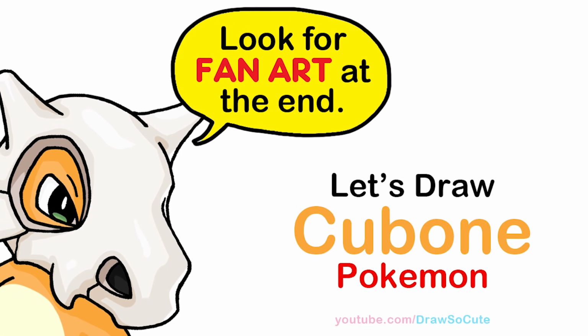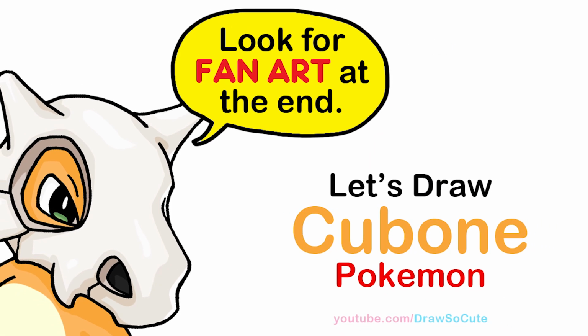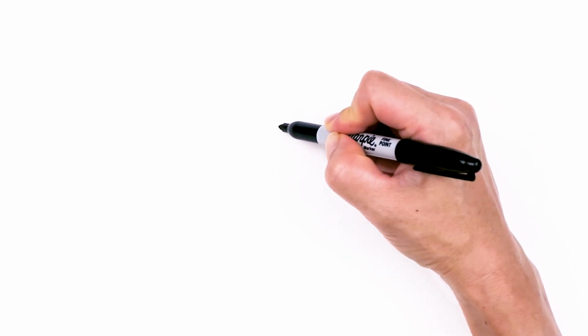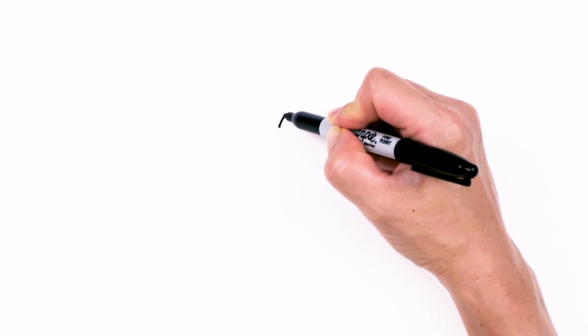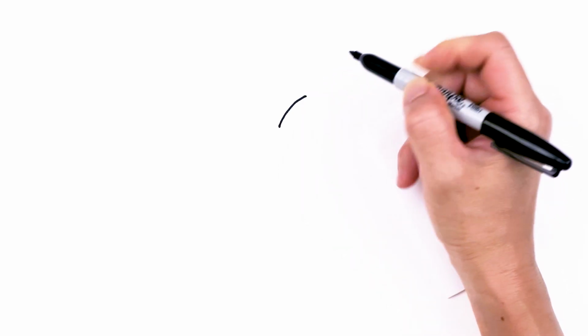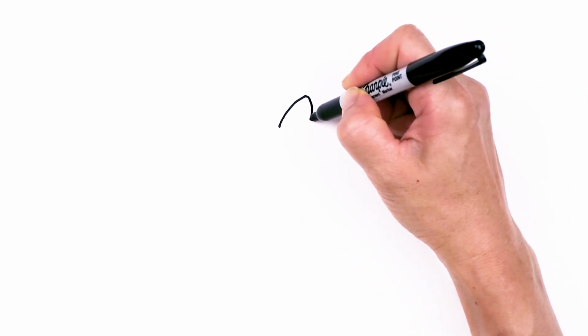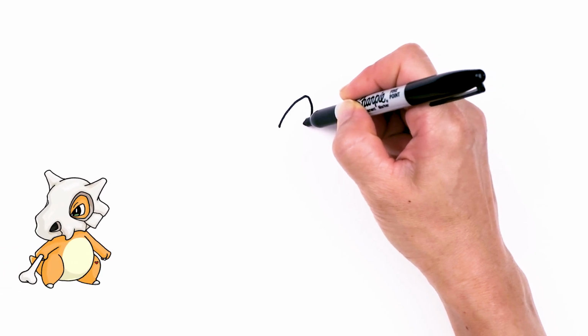Today we're going to draw Cubone from Pokemon. So let's get started. To draw cute Cubone, let's first start by drawing his eye. We're going to start right here and go up with a curve. I'll give myself a point right here, and we're just going to drag this up to say about right there, and then we're going to bring it down with a curve and then connect it back.